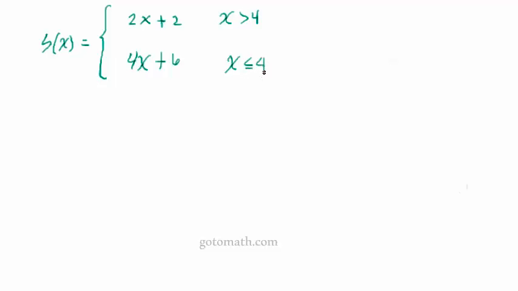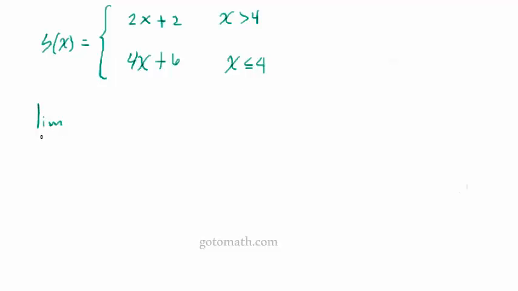we have s of x is equal to, of course we're going to write this a little differently. This is the more traditional way of doing that. 2x plus 2, and that domain is going to be x is greater than 4. And then the other part is 4x plus 6, and we're looking at x is less than or equal to 4.